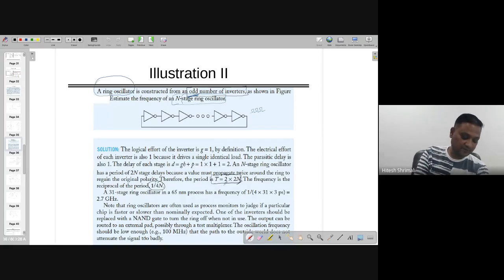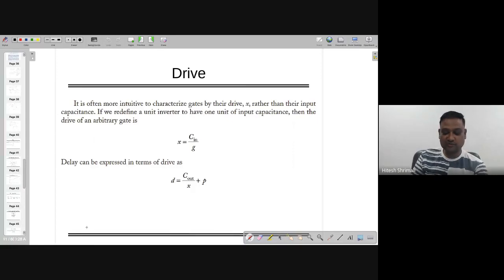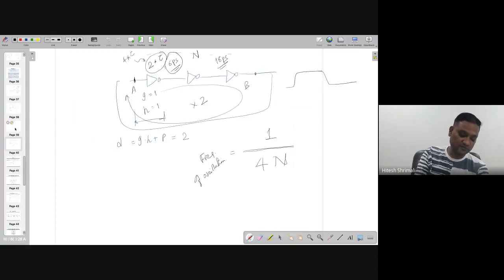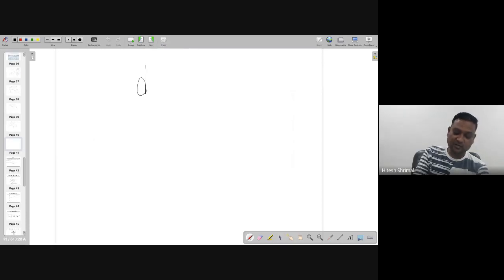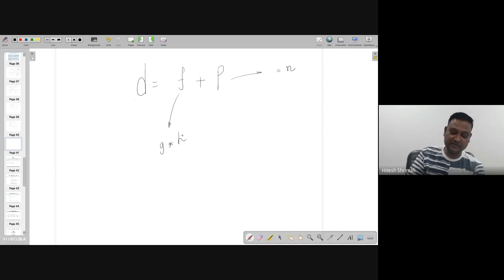Okay. Now let's go to some extra things that we already learned, that small d is equal to f plus p, where d is delay, f is stage effort, and p is the parasitic delay. Parasitic delay is nothing but equal to n, where n is the number of inputs, and f is equal to g times h, where g is the logical effort, h is the electrical effort, and h is equal to C out by C in. All the logical efforts are measured with respect to the inverter's logical effort.